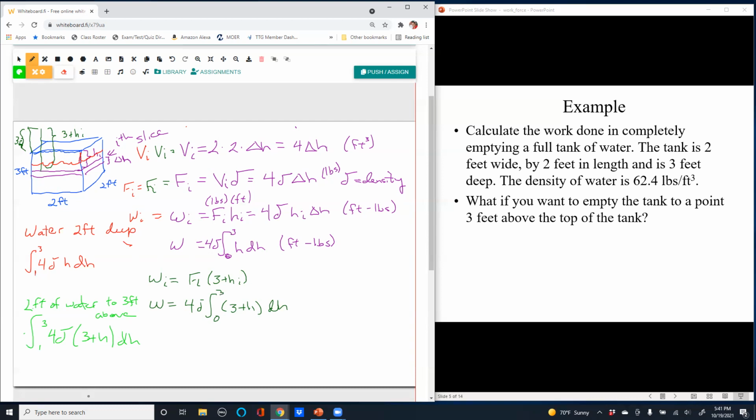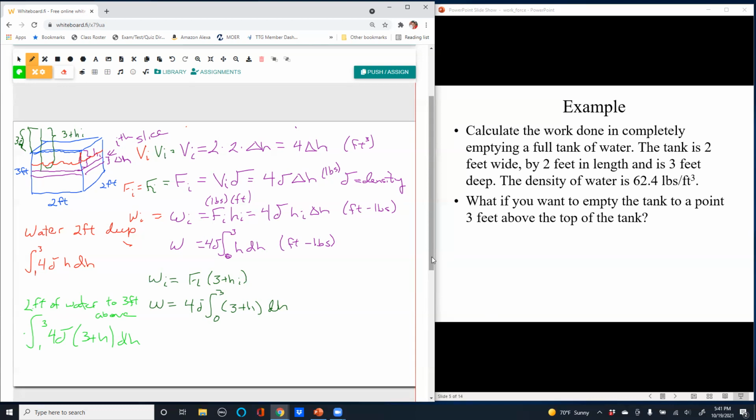Questions about this example? All right. Like I said, I'm going through these a little slower because it's the first time through some of them.